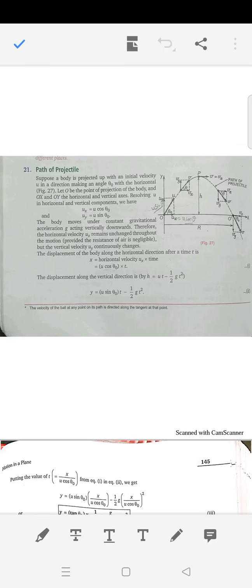Hello students, today we are going to start the second part of the chapter on motion in a plane. We have already completed vectors, and today we are going to see what projectile motion is.